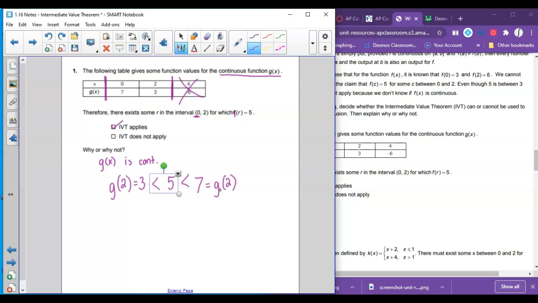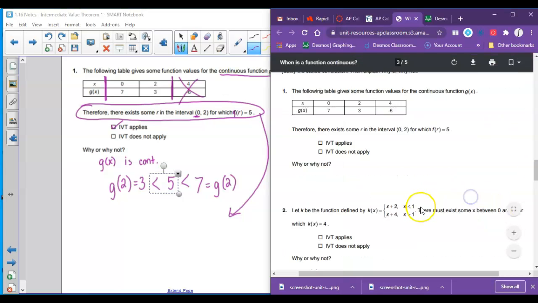So these are the conditions that you have to say. For these, I don't think you need to go through and say, therefore, there exists some r in the interval 0 to 2 for which this has happened. So you could say this right here if it was for your response question on the AP exam. But we can say that this applies because g of x is continuous and 5 falls between our g of 0 and our g of 2. Okay, so that's what you'll do for those problems.